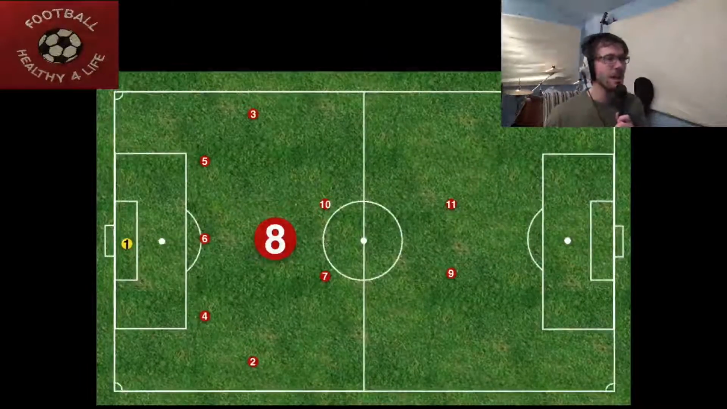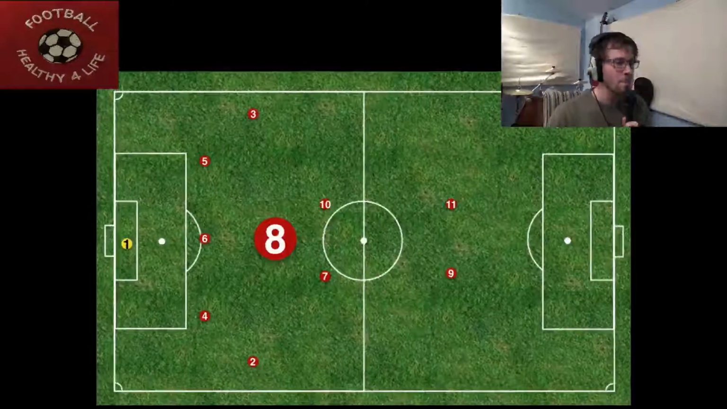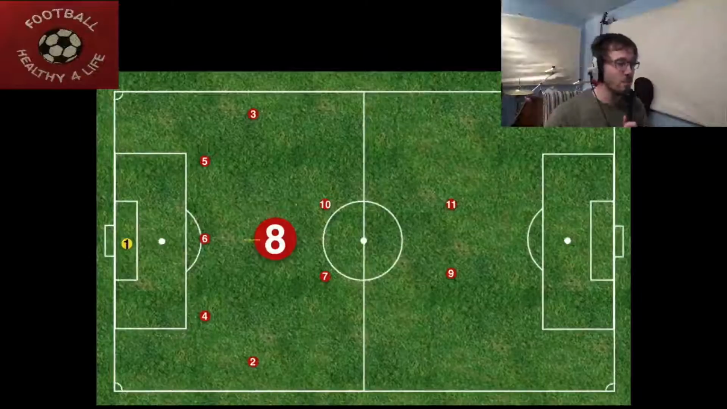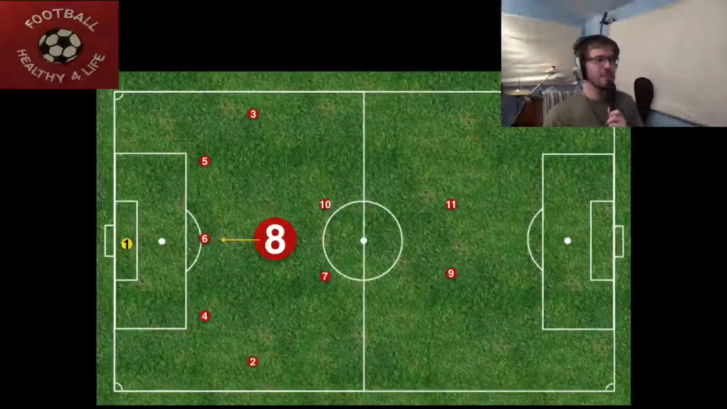Number 8 is a real anchor man, a holding midfielder. He's got to be disciplined in his position. He needs to be ready to support the back line, illustrated there with that arrow.